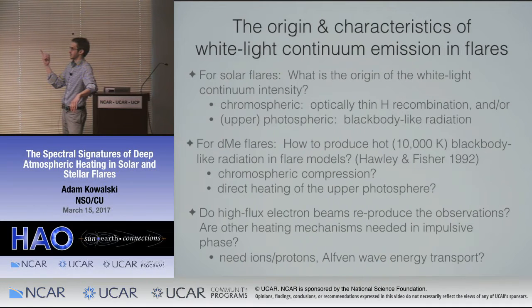So what are the observational characteristics? Is it hot black body or optically thin Balmer continuum emission? And whatever it is, whatever the properties of the continuum emission are, do high flux electron beams reproduce those properties in models? And that's interesting because there are other possible heating mechanisms in flares which aren't as well characterized as the electrons. These other mechanisms don't show up in the hard X-rays. And these heating mechanisms possibly are ions and protons, or energy transport from the corona to the chromosphere via Alfvén waves.